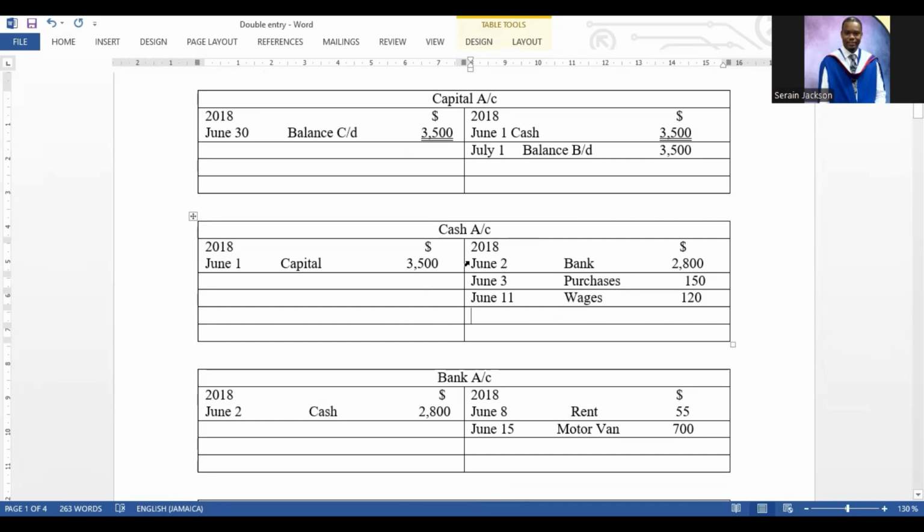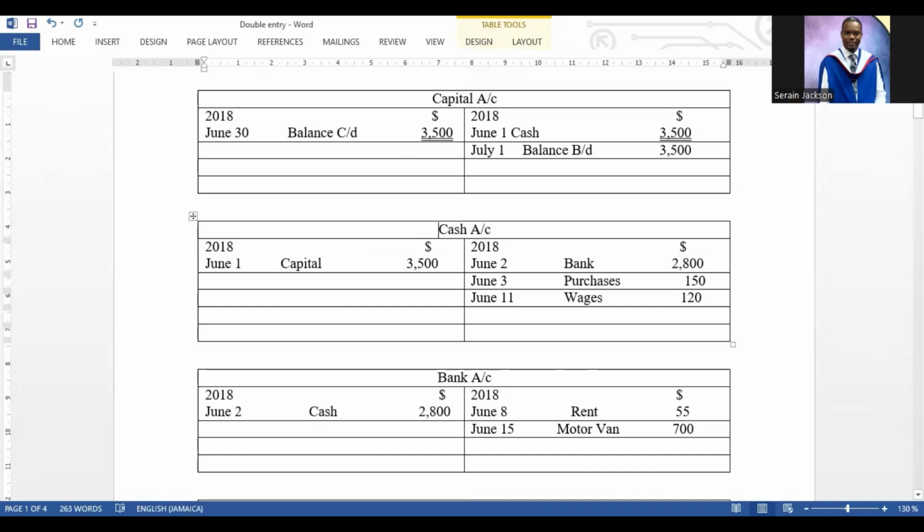Add up both sides to get their totals. The debit side adds up to 3,500, and we know that because there's only one item on the debit side. The credit side, however, is different, so we have to add it up. 2,800, get a calculator out, plus 150 plus 120. That is equal to 3,070. So that's the total on the credit side, and the total on the debit side is 3,500. That is the first step.